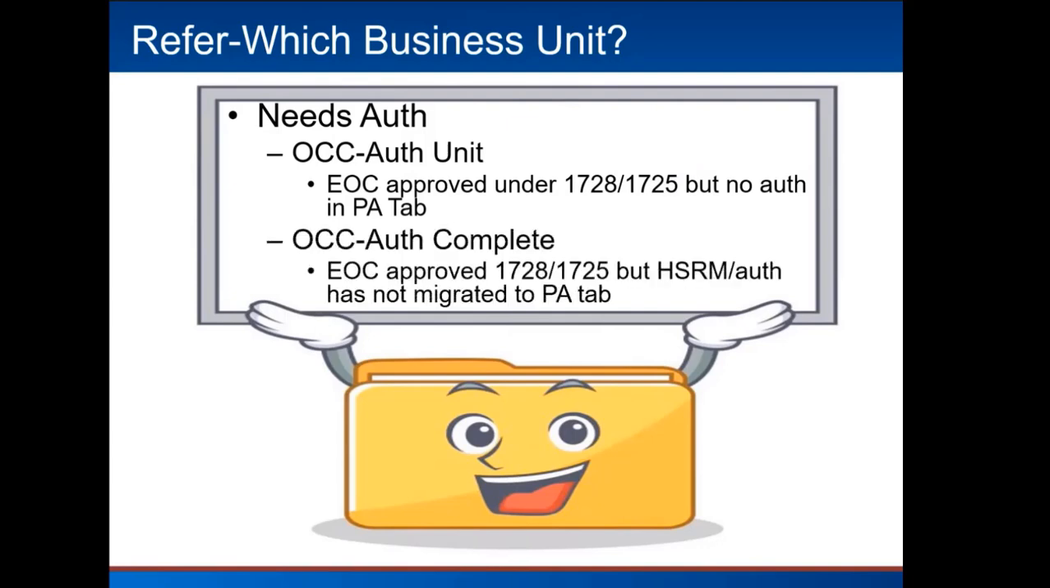If we find an approval in the claim notes that also lists the auth, either from Vista or from ECAT or from HSRM, the clinician or another VE has referenced an authorization or HSRM has been created. If it is not yet migrated to the PA tab, we refer our ambulance claim to the auth complete and put the auth number in the claim notes.